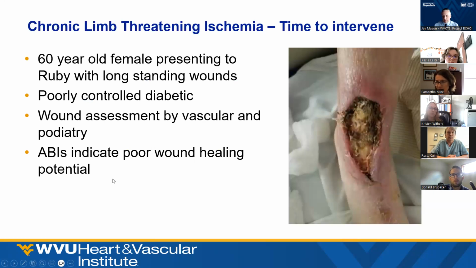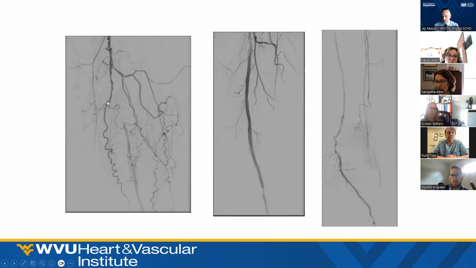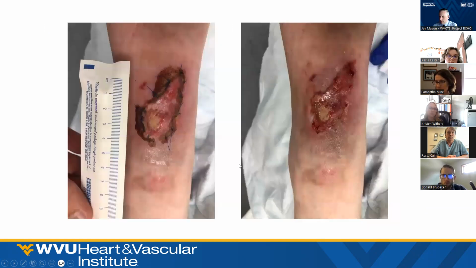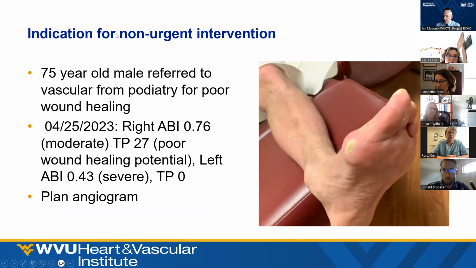She had poor ABIs. We took her and revascularized her. Here you can see her SFA was occluded, we put in a stent, and she had reasonable flow down to her feet. Dr. Kane took over, did wound care over time, and was actually able to heal the patient. So that would be an example of an indication for intervention.